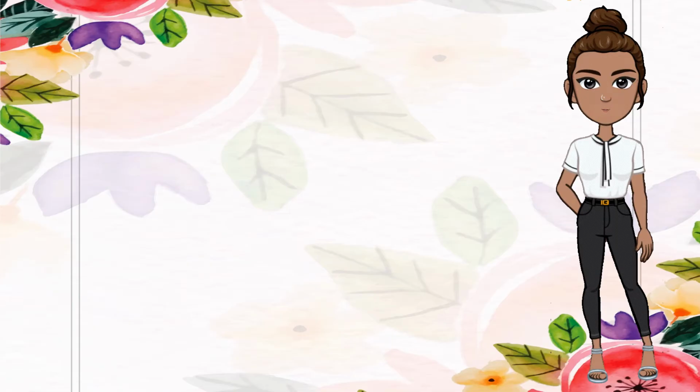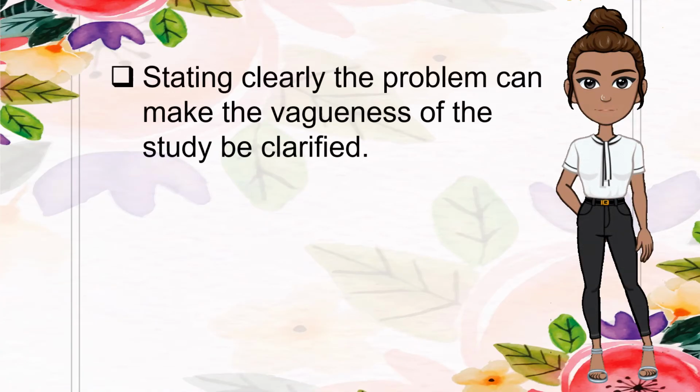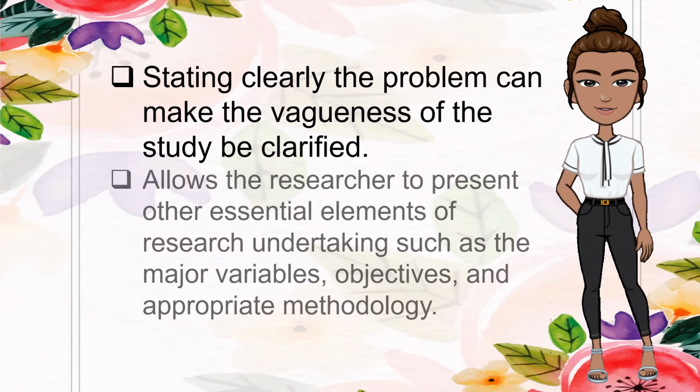After the researcher has clearly presented the rationale of the problem, the formulation of the targeted and well-defined problem must follow. This well-defined problem is commonly referred to as the statement of the problem. Stating clearly the problem can make the vagueness of the study be clarified. Further, this section allows the researcher to present other essential elements of research undertaking such as the major variables, objectives, and appropriate methodology.